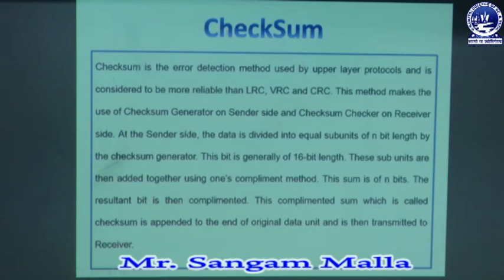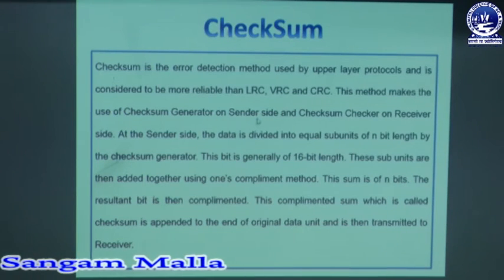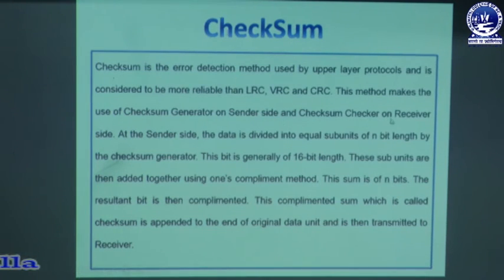This method makes use of a checksum generator on the sender side and a checksum checker on the receiver side. So there are two mechanisms: the checksum generator at the sender side, which generates an extra code that is attached to the original message, and similarly the checksum checker, which is executed at the receiver side and checks whether the checksum value generated by the checksum generator is the same or not.